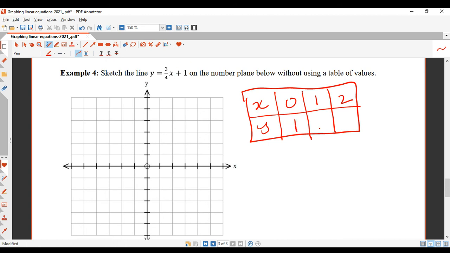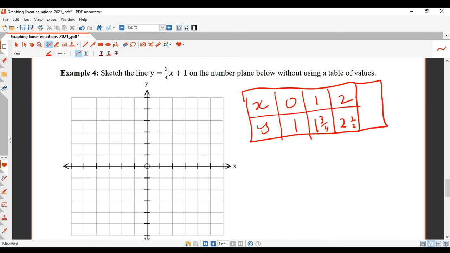If x equals 1, I'm going to get 1 3/4. And if I put x equals 2 in there, I'm going to get 1 6/4. That's going to give you, as a simplified fraction, 1 and 1/2, so that's 2.5 there. Okay. All right. Now, could go up by halves actually. That'll do.